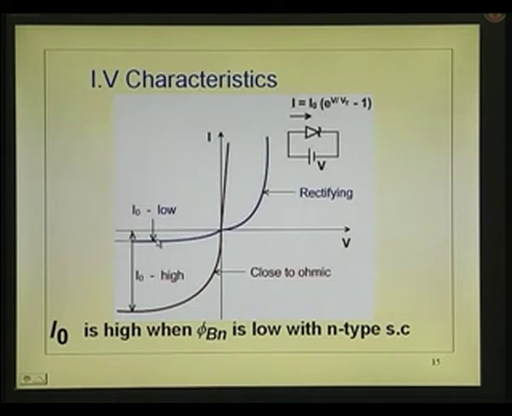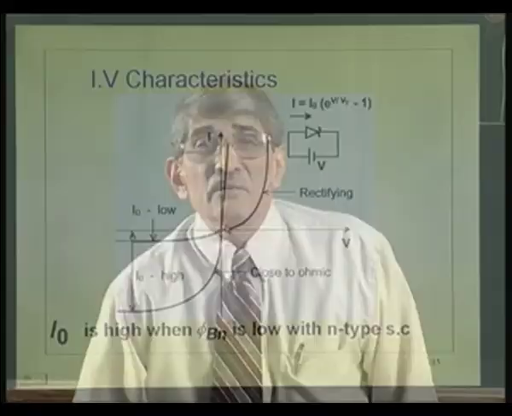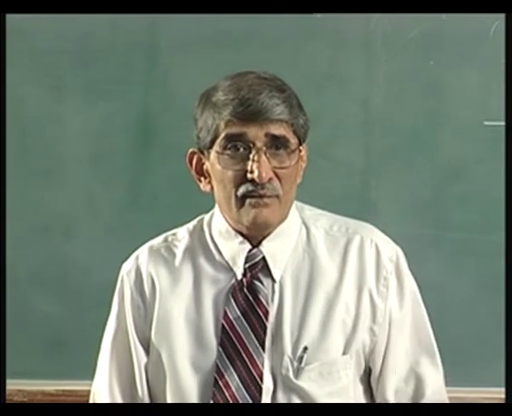If I naught is large, how will the characteristics be? That is this one. I naught is large means the whole thing comes down here. What happens to the forward characteristics? I naught is very large. So, with small values of V, I get the same current. So, the entire characteristic moves like that. Now, it tells you the entire information that you are looking for.